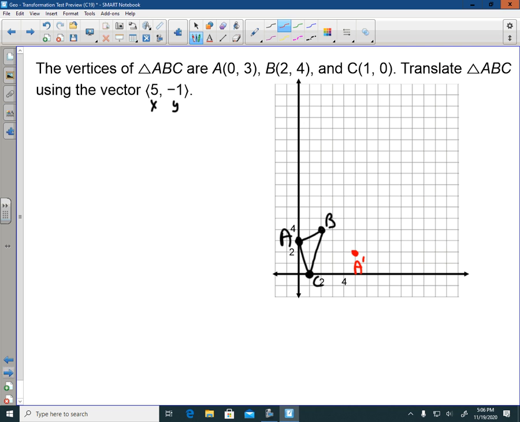B goes over 1, 2, 3, 4, 5, and down 1 for B prime, and C goes 1, 2, 3, 4, 5, and down 1 for C prime. And we have successfully translated that triangle according to the vector.